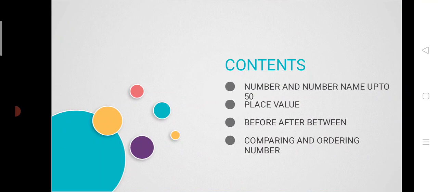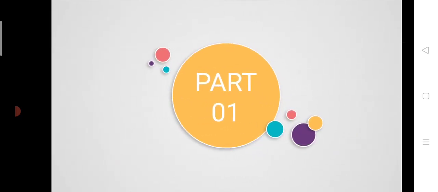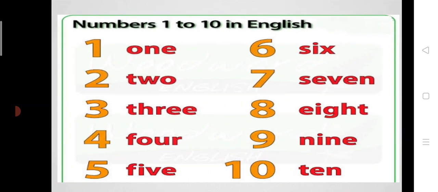So listen Rajay, this is the same as the previous chapter, your first chapter that we discussed in the previous video. The only difference is that in that video we discussed the numbers up to 20, but in this video we will discuss the numbers up to 50. So let's start with Part 1, numbers and number names up to 50.